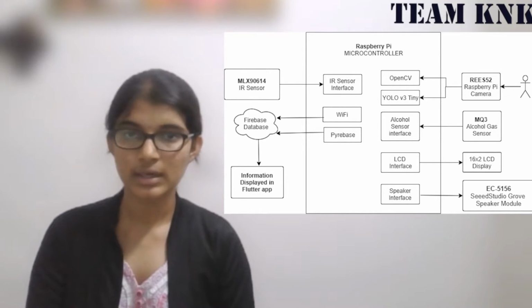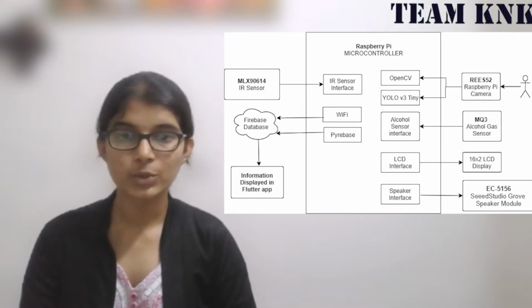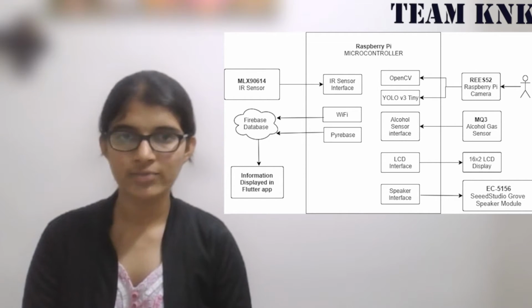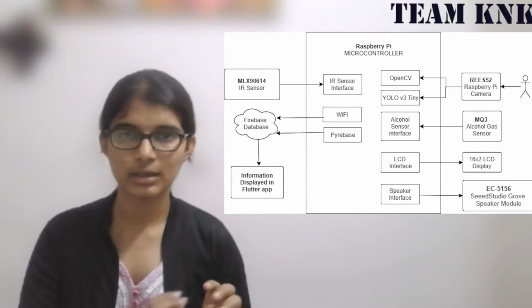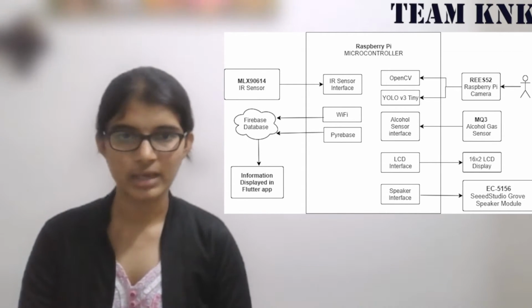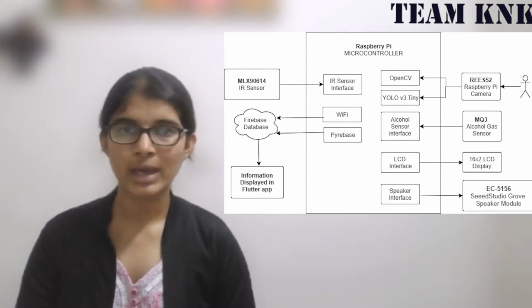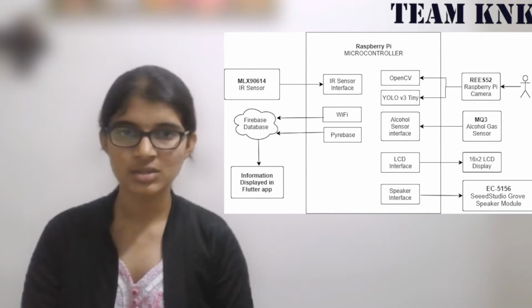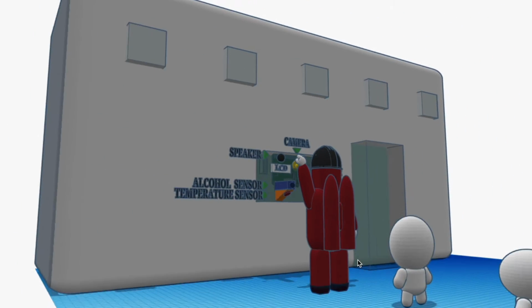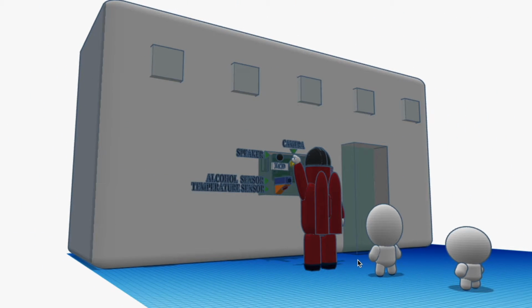So information regarding all these three will be sent to a Firebase database using Wi-Fi. From Firebase, data will be fetched and displayed in the Flutter app that we have created. And lastly, we have an LCD and speaker to display and give necessary instructions to the user. We have created a 3D model setup. Our project can be placed in a mall, a hospital, commercial places, even in a house.